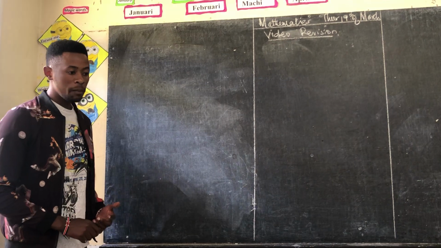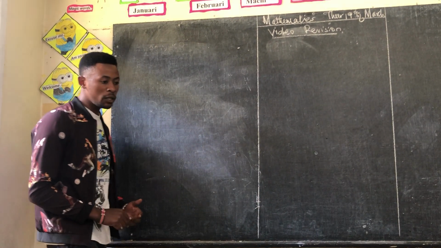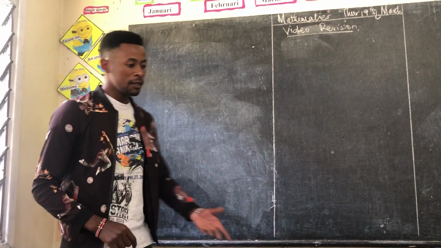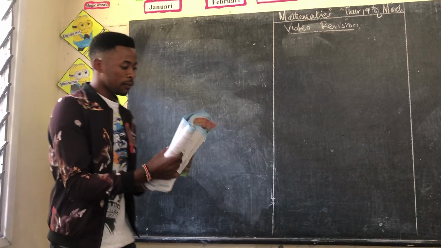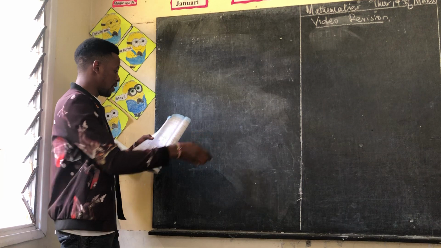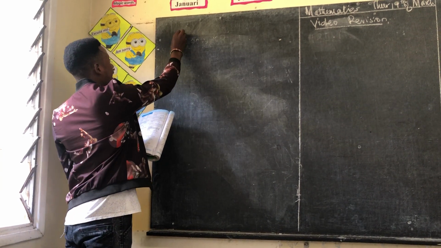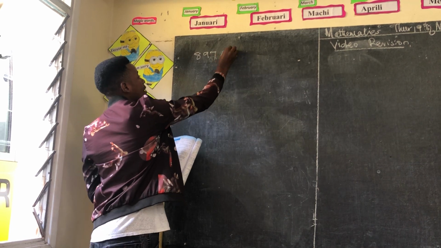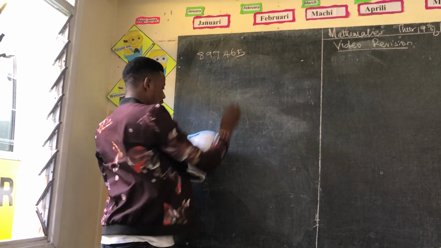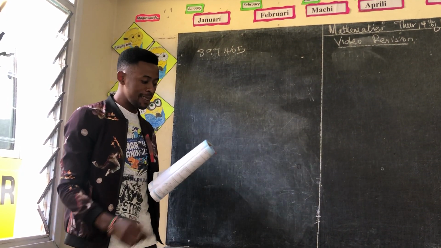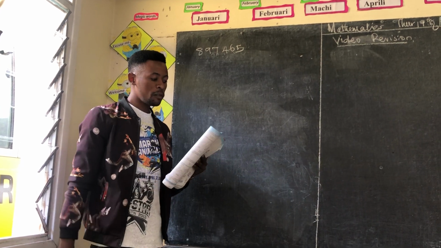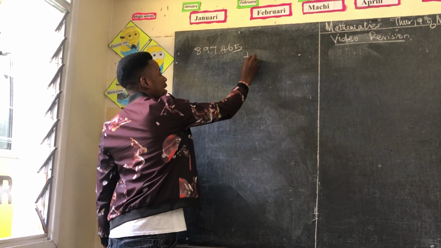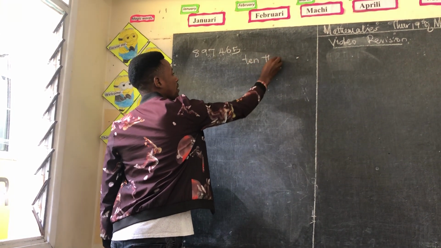So straight to number one. Number one was about rounding off to the nearest thousand. You're supposed to round off 897,465 to the nearest 10,000. Round off to the nearest 10,000. So, being told to the nearest 10,000.